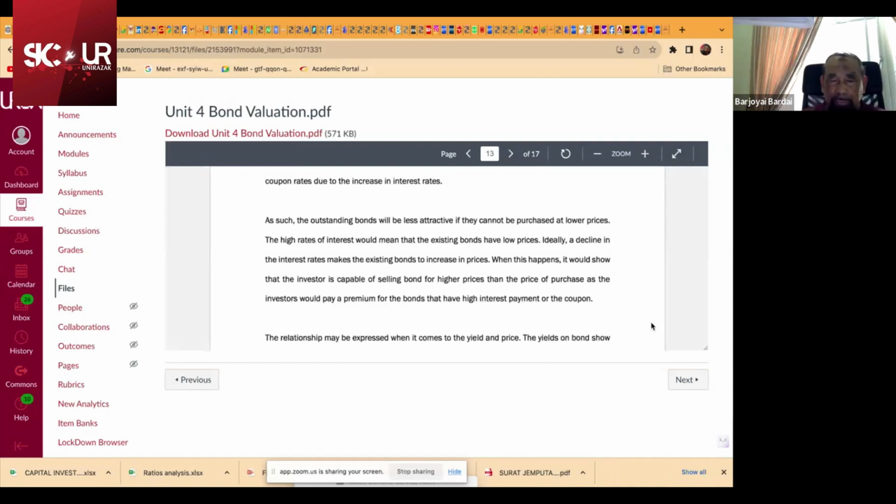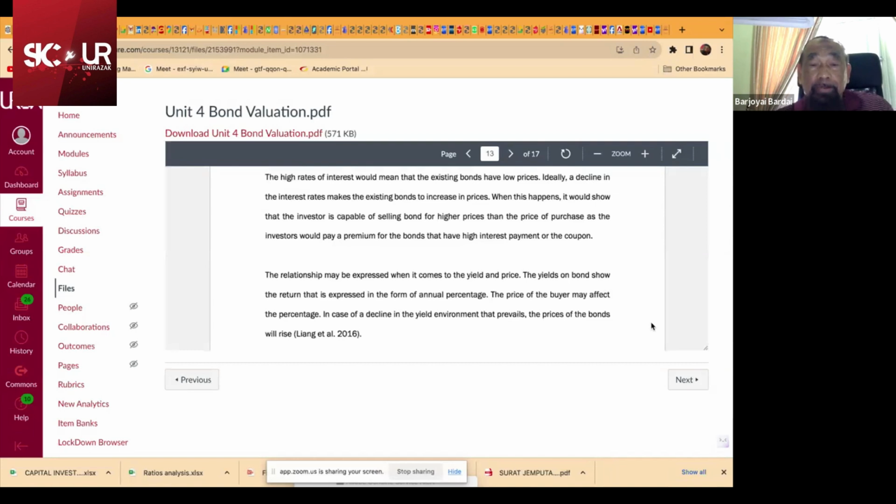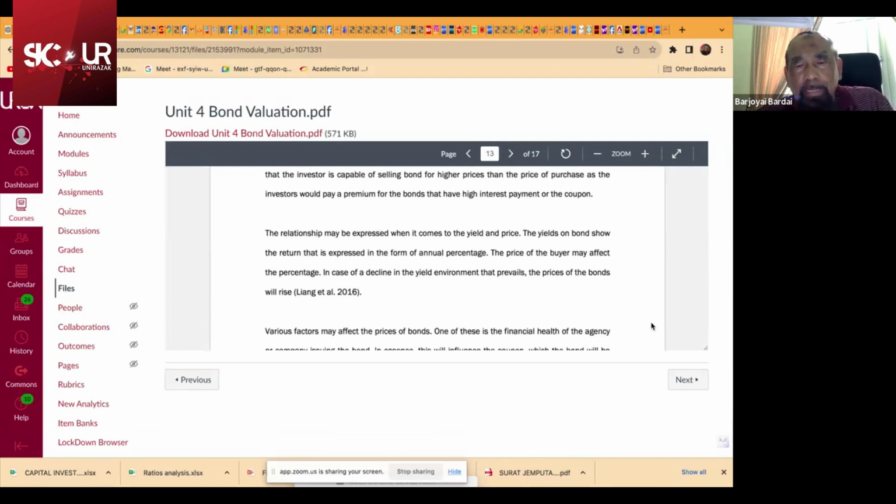Of course, when the interest rate goes up, investors may have to pay a premium to buy the new bond. So the relationship may be expressed when it comes to yield and price. Yield on the bond shows the return that is expected in the form of an annual percentage, and the price paid by the buyer may affect the percentage. So in a declining yield environment, the price of the bond will rise.